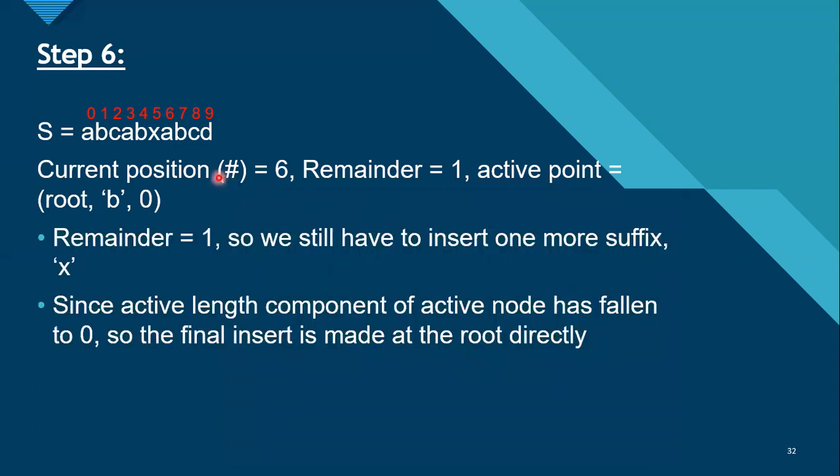So now we are still at step 6. Our current position is 6. We have the remainder 1. So this means we still need to insert one last suffix, and our active point, which tells us exactly where this suffix would be inserted, is root B0. And since the active length component of the active point has fallen to 0, this means that the final insert will be made to the root directly.